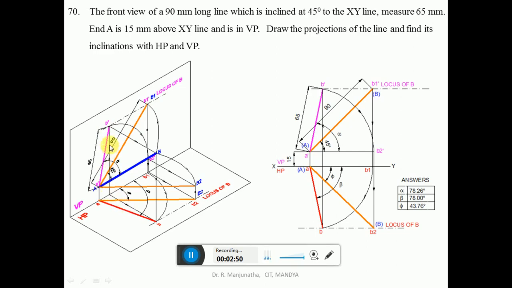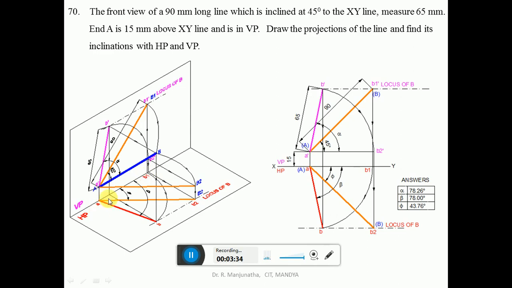So we draw a vertical projector from B dash to the XY line, and again draw a vertical projector from the XY line to the top view. We don't have any locus here, but we know the front view true length. That means it is a line parallel to VP. Since it is parallel to VP, you are getting the true length in VP. So obviously the top view of that line will be parallel to XY. NDA is in VP, so B1 should also be on VP. So from B1 dash you draw a vertical projector such that it meets the XY line, because NDA is in VP, so B1 is also on VP.